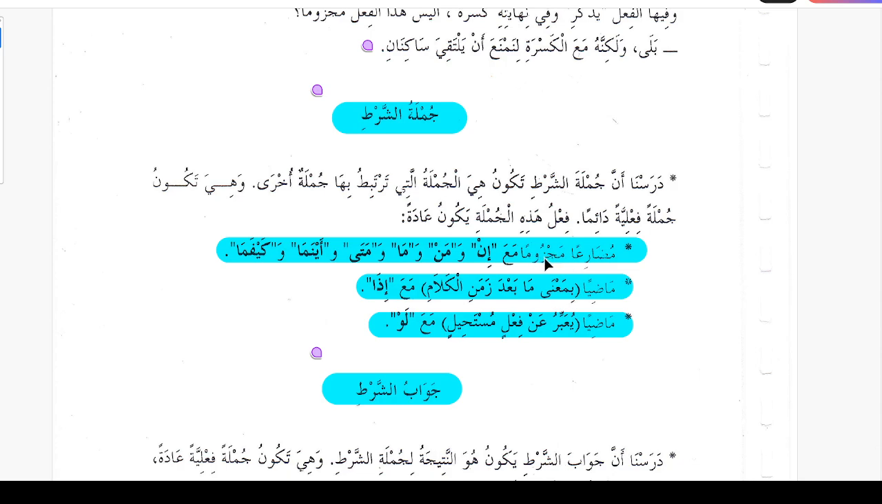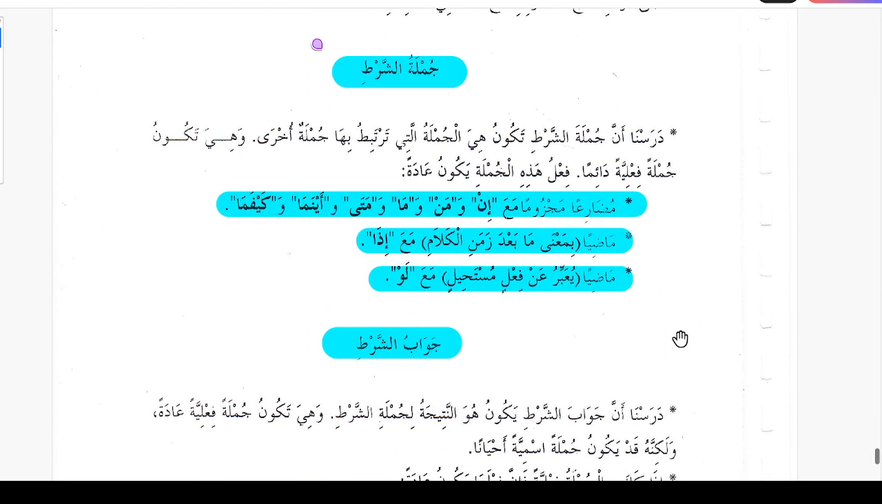As we have already studied, in the jumla shartiya the fi'l mudari' is majzoom with in, man, ma, mata, aina ma, wa kaifa, kaifama. So in these cases the fi'l mudari' is majzoom, and for the case of iza, the verb is past tense, madiyan, as we have studied, and also madiyan for the case of law, which specifies the impossibility.